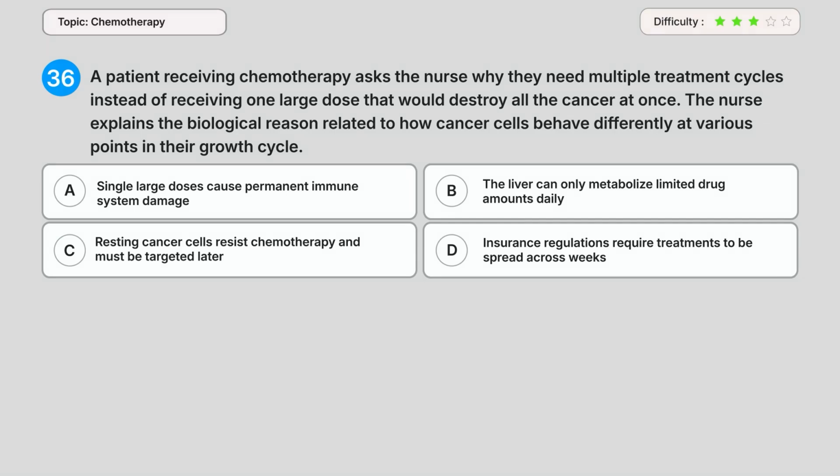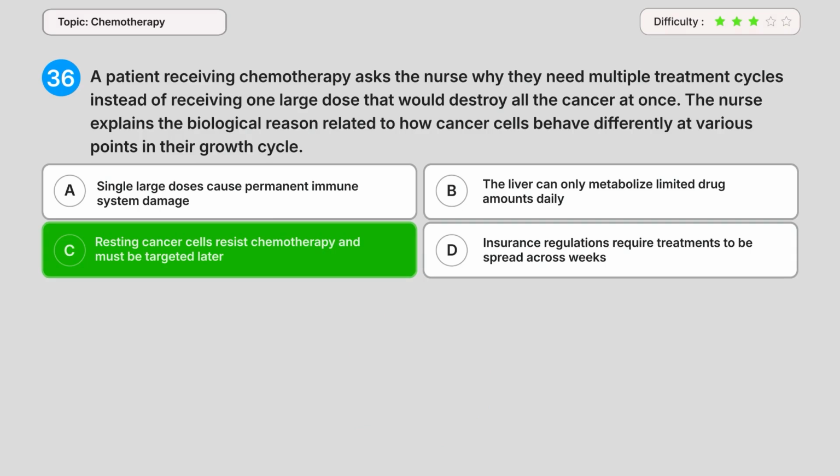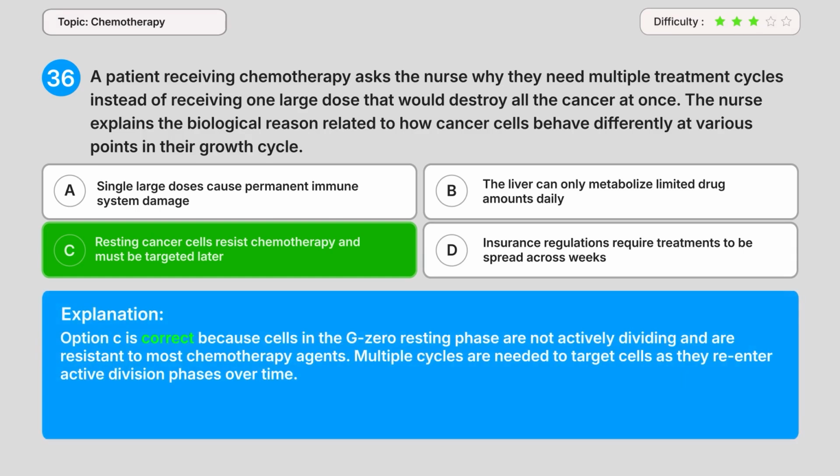Correct answer, C. Resting cancer cells resist chemotherapy and must be targeted later. Explanation. Option C is correct because cells in the G0 resting phase are not actively dividing and are resistant to most chemotherapy agents. Multiple cycles are needed to target cells as they re-enter active division phases over time.